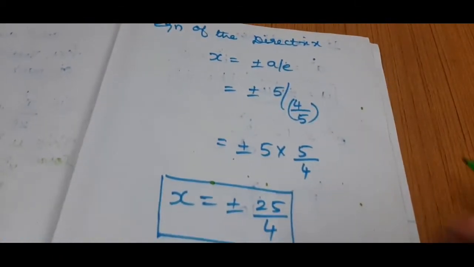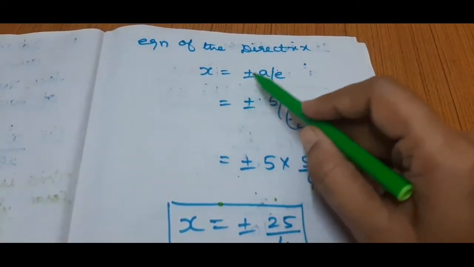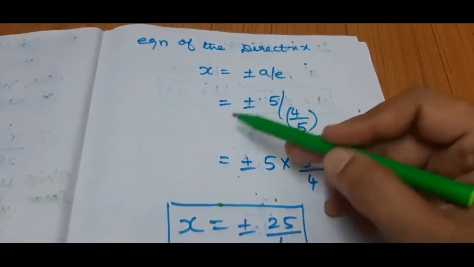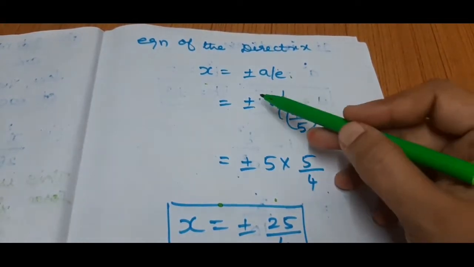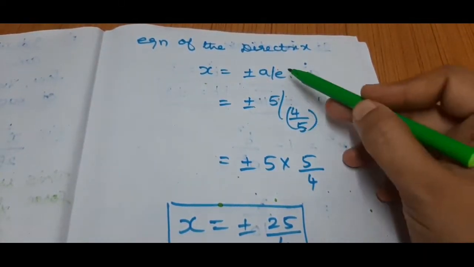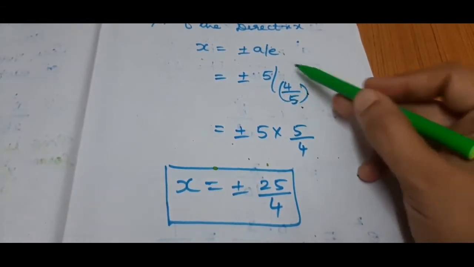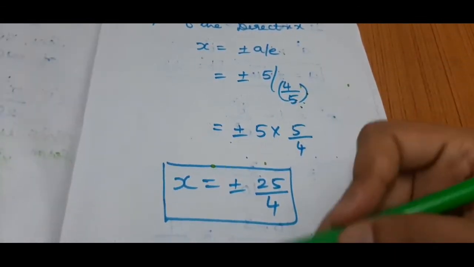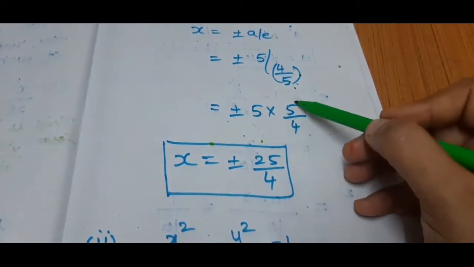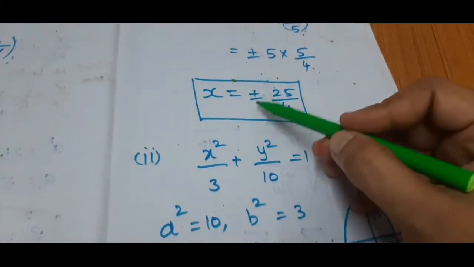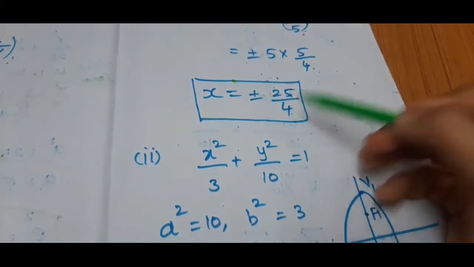Equation of the directrix: x is equal to plus or minus a by e. That is plus or minus 5 divided by 4 by 5. e is 4 by 5. So one fraction divided by another fraction, I can write the denominator fraction as a reciprocal. So plus or minus 5 into 5 by 4. That is x is equal to plus or minus 25 by 4.